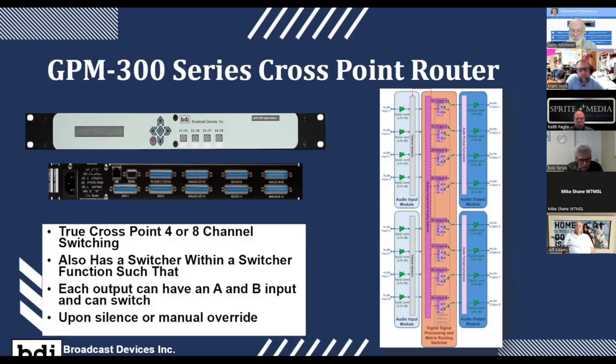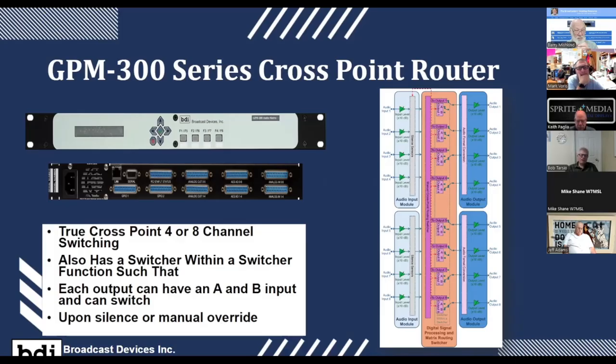We call it a switcher within a switcher function, so that each output can have assigned to it a pair of inputs, which you can select from any of the available inputs, programmable from the front panel. And then you can turn on the silence detector, and that particular output will detect silence on the A or B input, depending on which one is selected, and it will revert to the other channel. And you can do that across the entire 4 channels or 8 channels. And you can share channels as well.